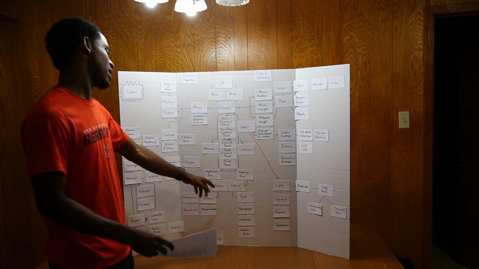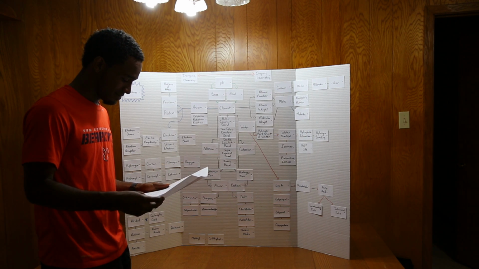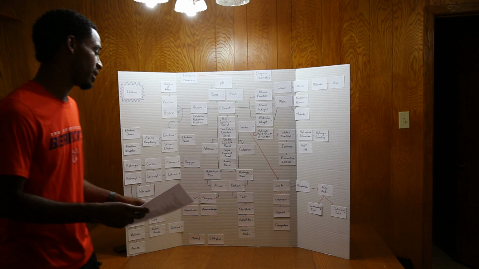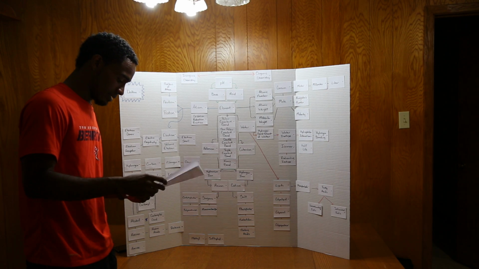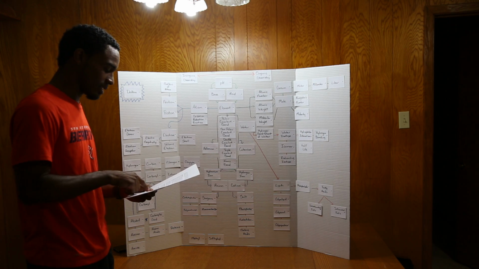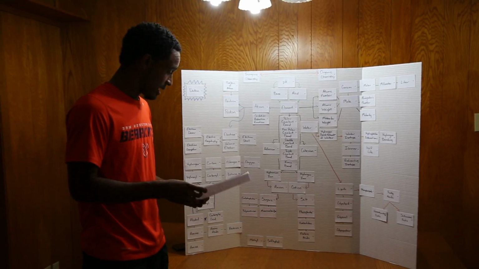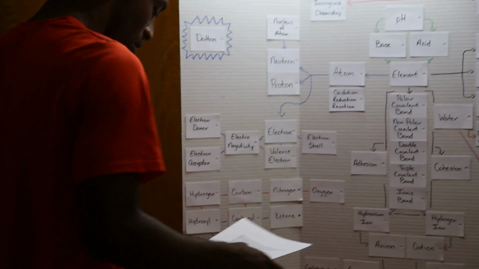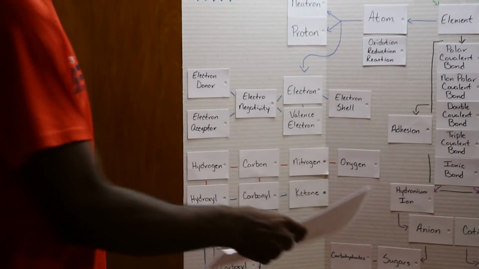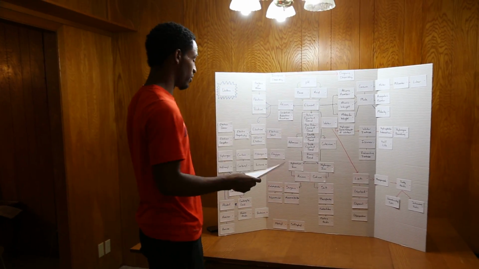On the flip side, we have the anions. Anions are negatively charged ions, which leads us to sugars. Sugars are substances composed of carbon, hydrogen, and oxygen. And sugars are comprised of carbohydrates, which are sugars or other related compounds.